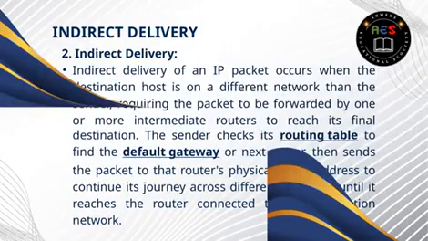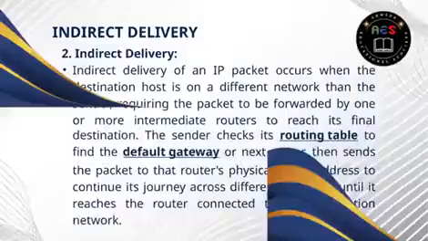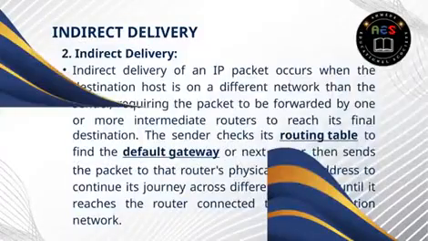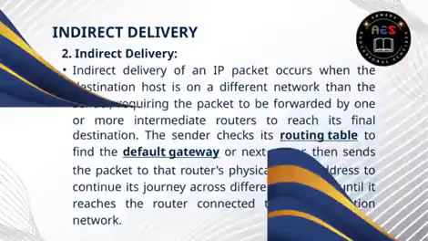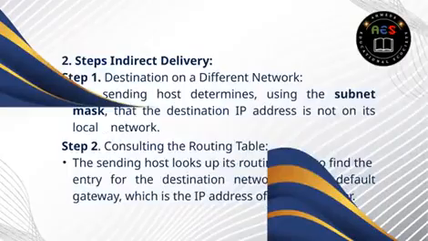This whole process highlights the importance of routing tables and MAC addresses in guiding packets across different networks, ensuring they reach the right destination even when they're not on the same local network. It's a fundamental part of how data travels efficiently across the internet and other interconnected networks. Now, let's look at the first step in indirect delivery.